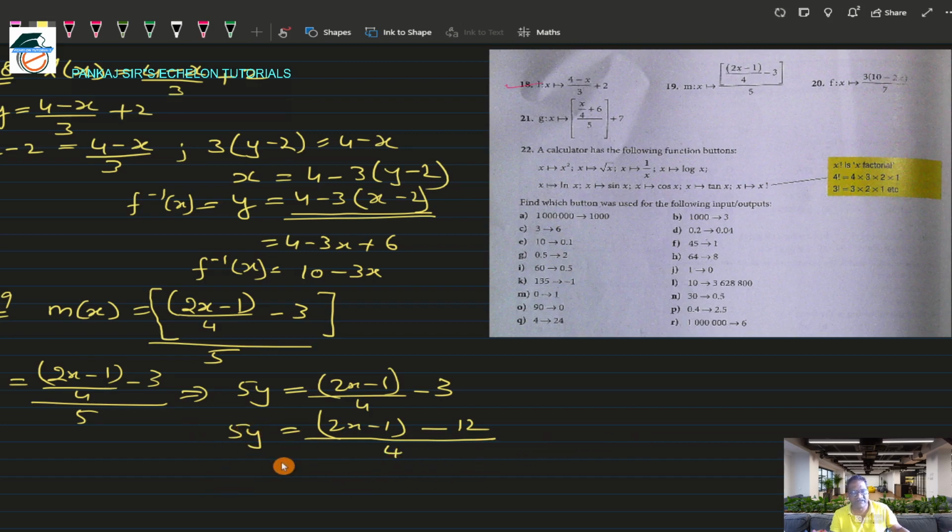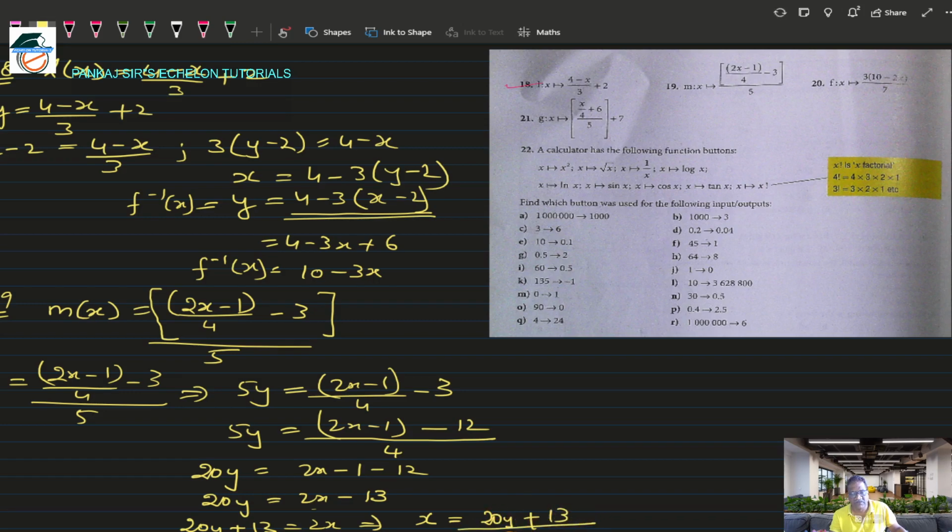Now again this 4 I'm going to take here. So 5 fours are 20y will be equal to 2x minus 1 and then minus 12. This works out to 20y equal to 2x minus 13, since minus 12 minus 1 is minus 13. Now what I'll try to do is make x the subject. So 20y plus 13 will be equal to 2x. This will make me write x equal to 20y plus 13, whole divided by 2.